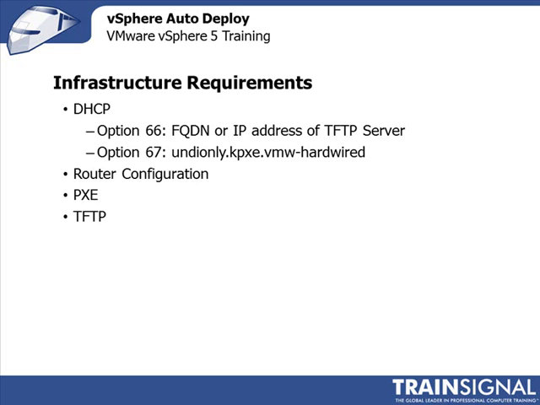Now, depending on how your environment is set up, if there's any kind of router configuration that needs maybe a DHCP helper, something to allow the DHCP broadcast to go through, I just wanted to point it out. You obviously need PXE and you need a TFTP server of some sort.